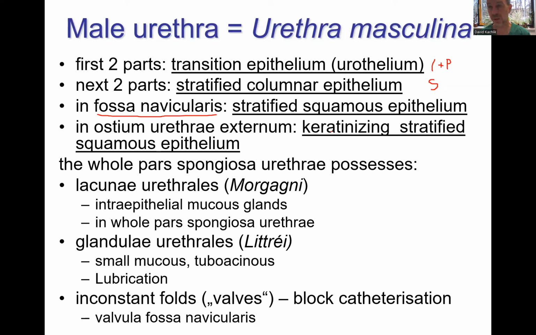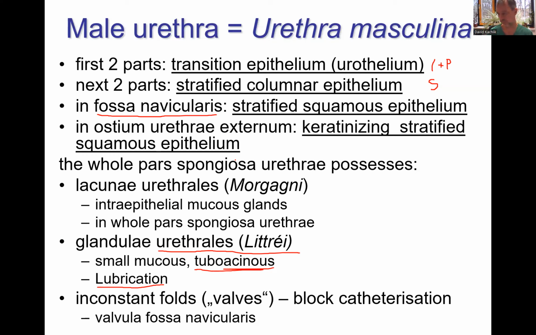Inside the urethra, of course, we have small glands. In the prostate, we have to talk about the mucous glands in the periurethral gland. And then in the spongy part, we also have these glands, which we call urethral glands of Littre. They are so-called tuboacinous glands, so they are a bit different than the typical tuboalveolar ones. You may remember we have tuboacinous glands, for example, in the trachea. And they also serve for lubrication, so the function is similar to the function of Cowper's glands.